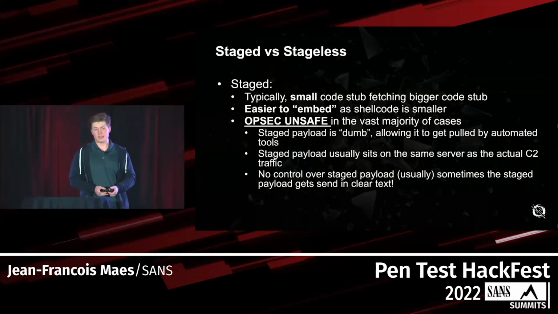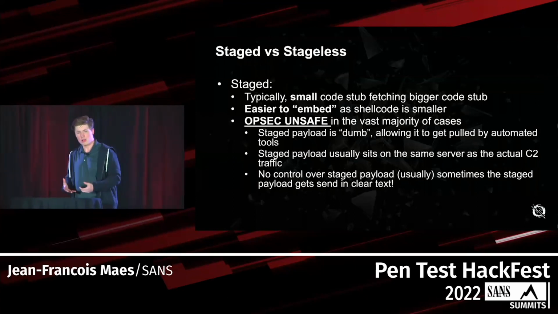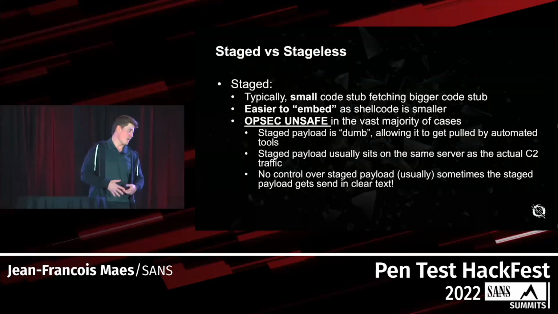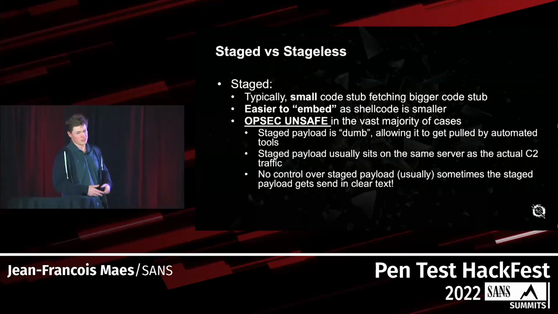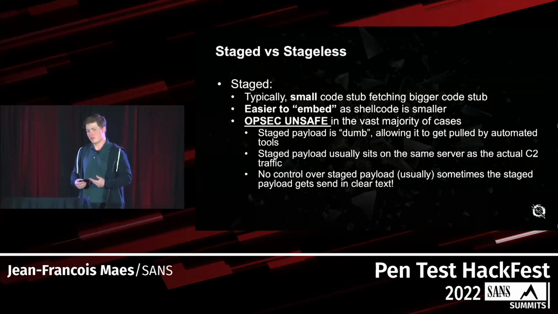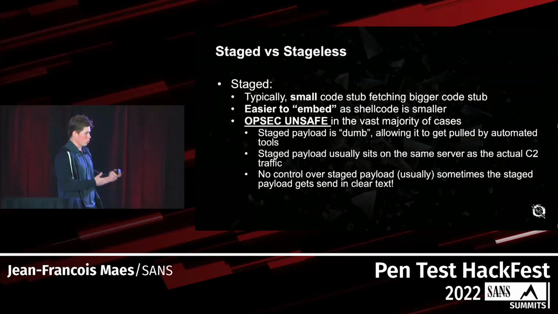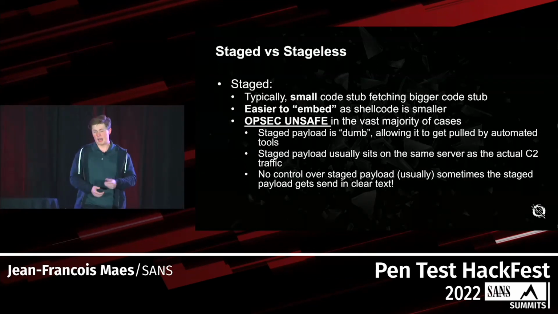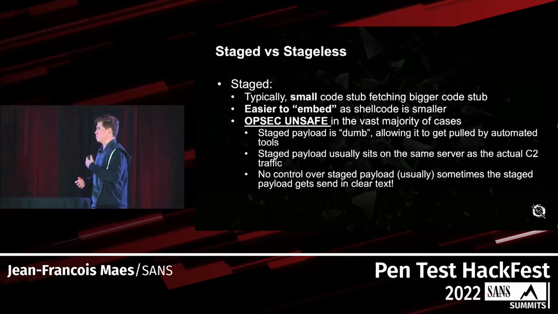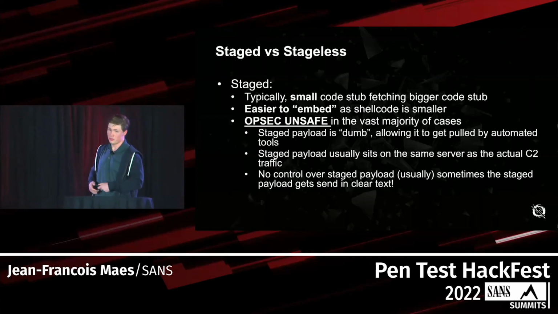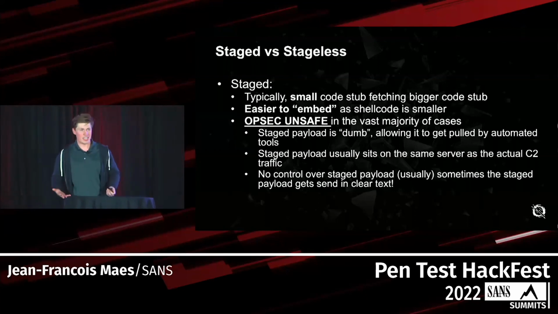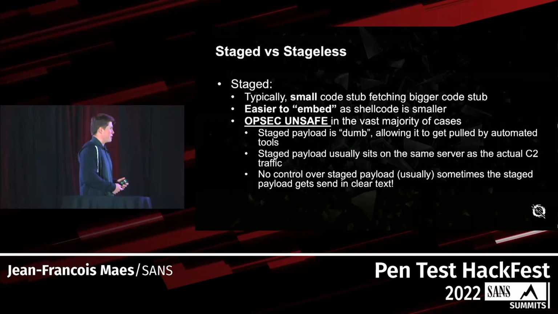So a staged payload is typically a small code stub, which is going to fetch a bigger code stub. It's easier to embed, right? Because it's smaller in size. So it's easier to embed in potential loaders or even inject into other programs as the size is smaller. However, most of the tools and frameworks like Metasploit or other C2 frameworks that allow for staging are very, very, very OPSEC unsafe, as we're going to see in just a minute.